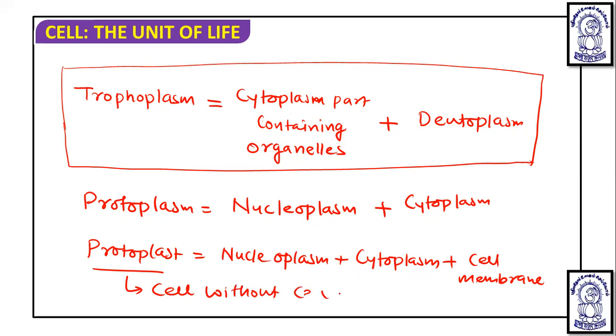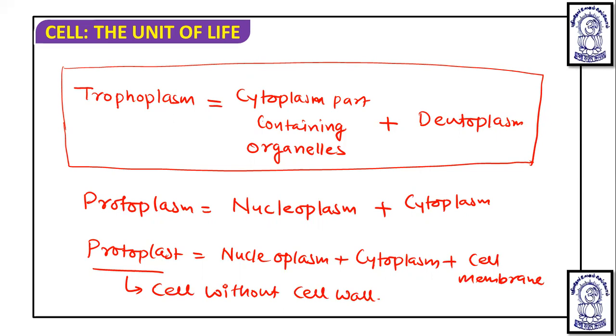And this protoplast is a cell without cell wall. Okay, so it has a cell membrane, but the cell wall is not there. And if you remove this cell membrane, then you will have a nucleoplasm and cytoplasm. This combinedly is known as what? A protoplasm.